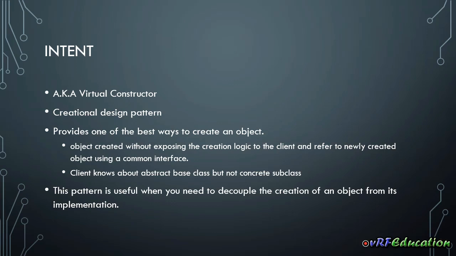In the traditional way, we need to know about the class that we need to create an object from, and then use a new operator to create one instance of that class. But here, the object is created without exposing the creation logic to the client, and we refer to the newly created object using a common interface or an abstract class. Here, the client knows about the abstract class, but they don't know anything about the concrete subclasses.